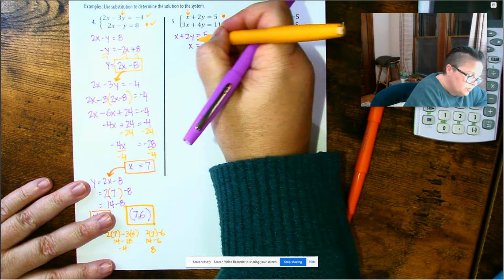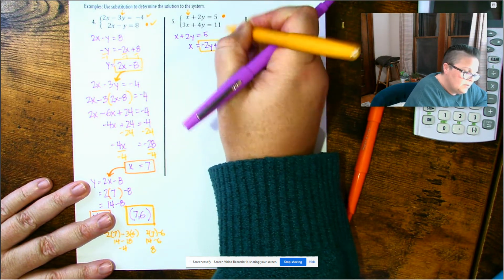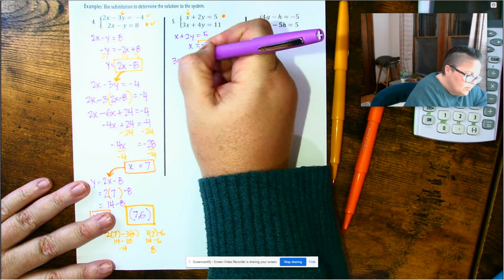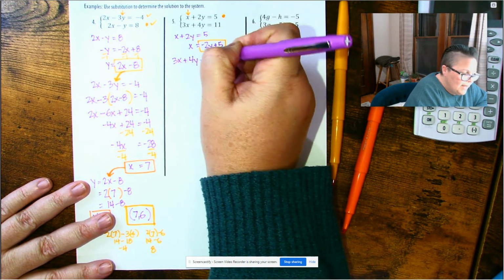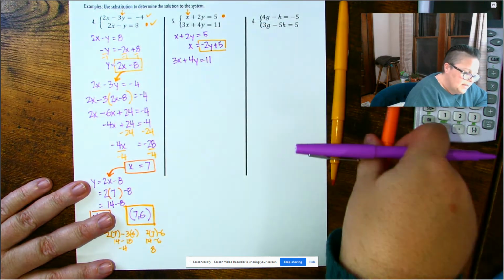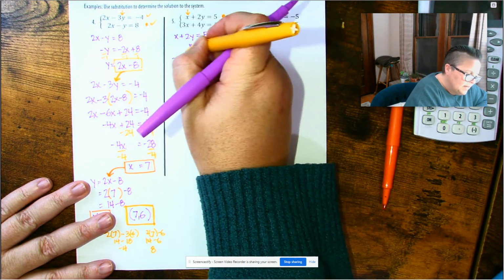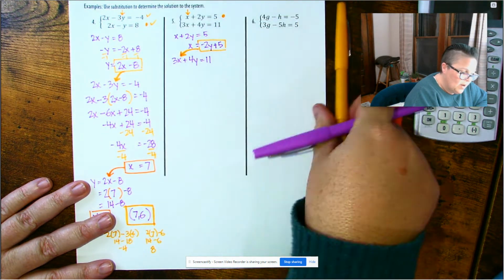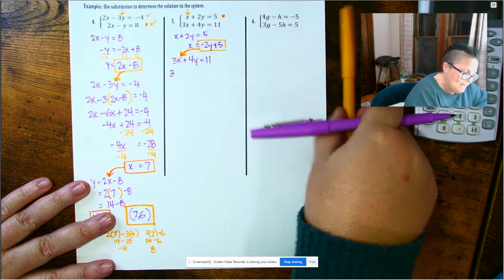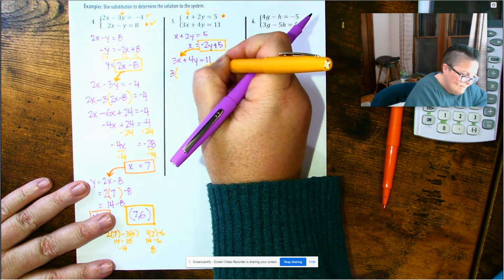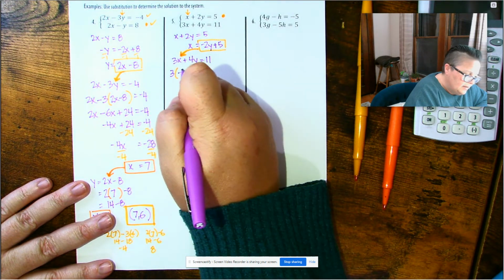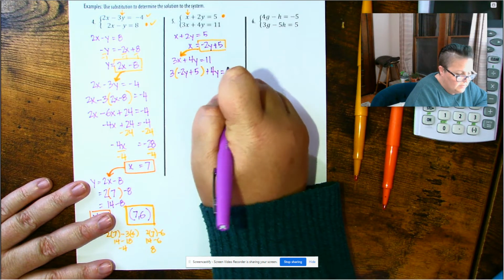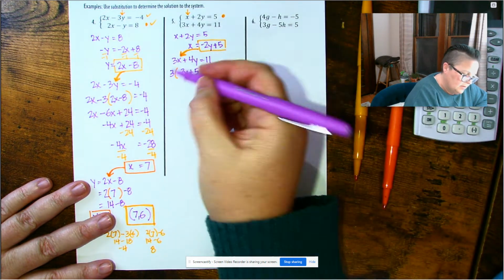This is what I'm going to put in for x, not into the equation with the dot on it, not into the equation I used, but into 3x plus 4y is equal to 11. So all of this, the negative 2y plus 5, is going in here for that x. That's where it's going. I'm going to swap out just that x and put in a negative 2y plus 5, and then plus 4y equals 11. I've got to include everything else there.